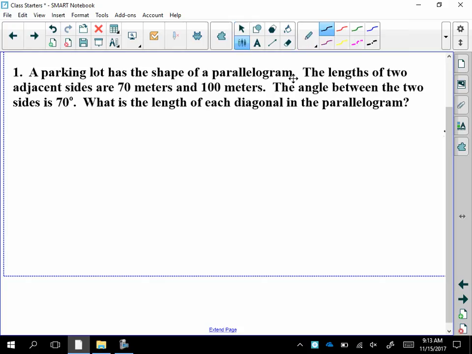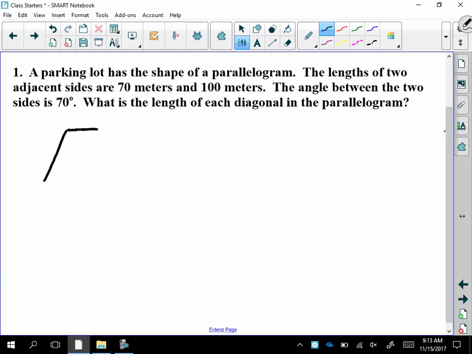So hopefully you know what a parallelogram looks like. Quadrilateral that has opposite sides parallel. And we know that the adjacent sides, which would be two sides next to each other, are 70 and 100. Then the angle between those two sides is 70 degrees. And we want the length of each diagonal. So we'll start off by identifying the length of this diagonal.